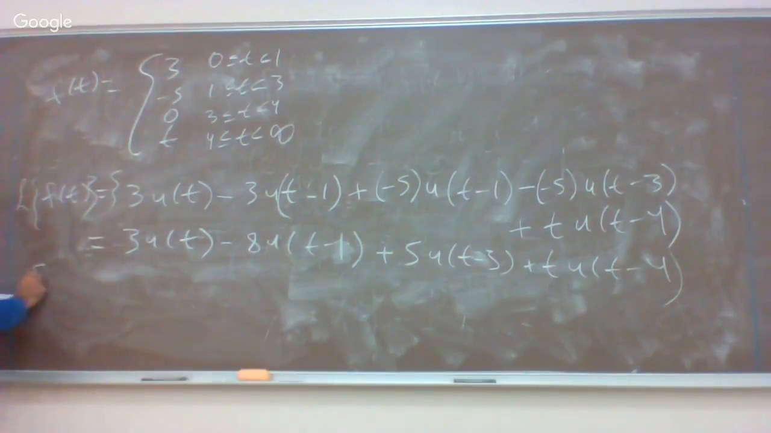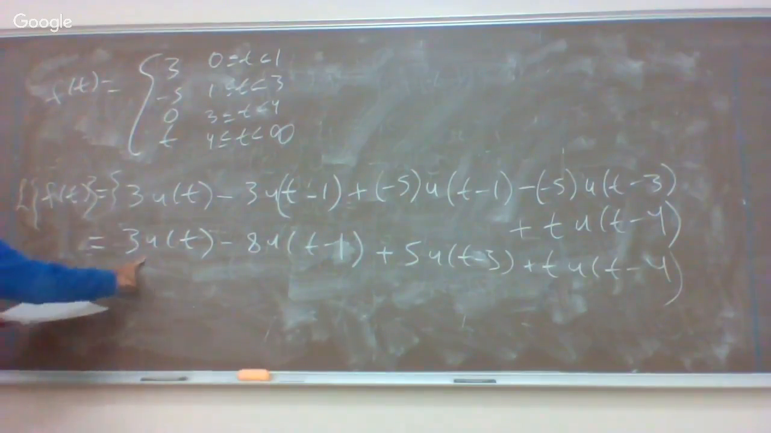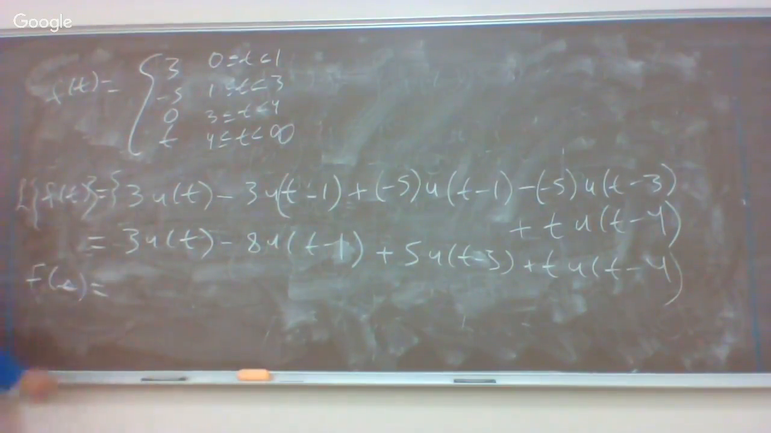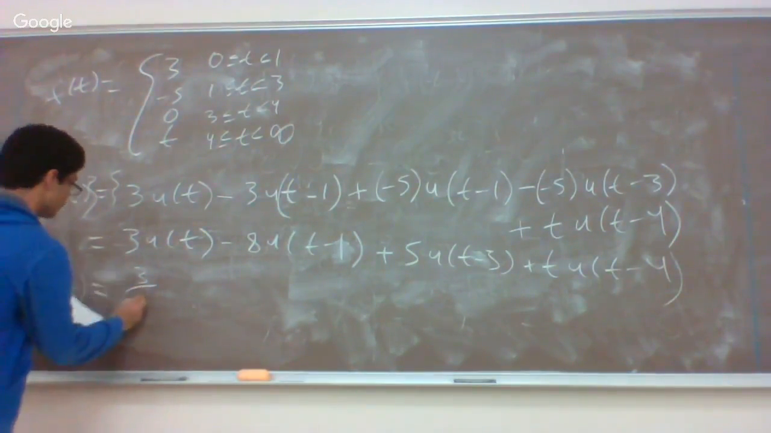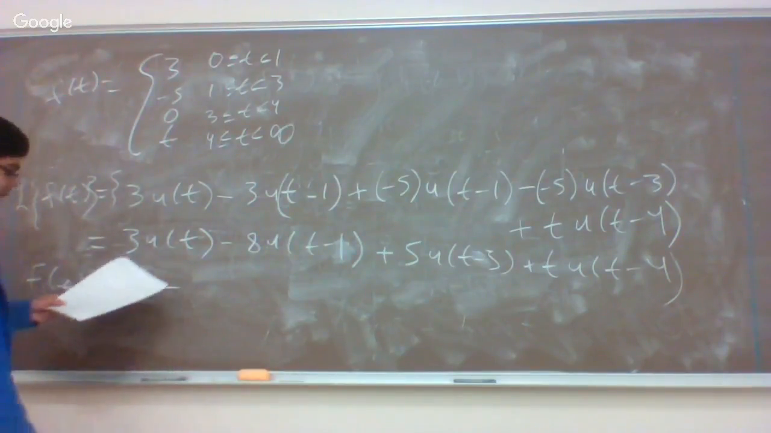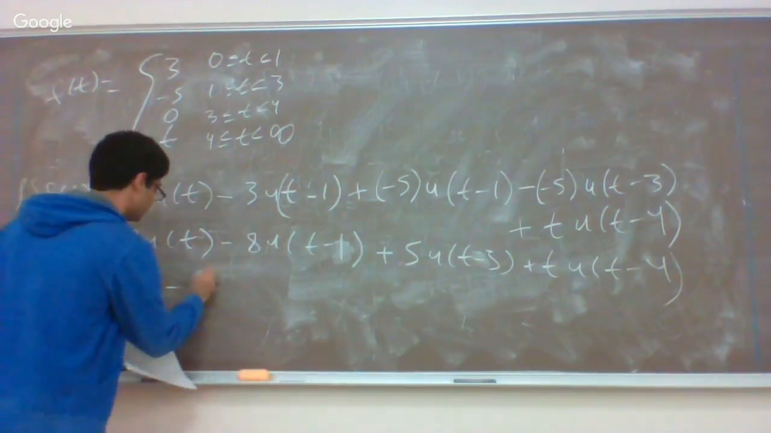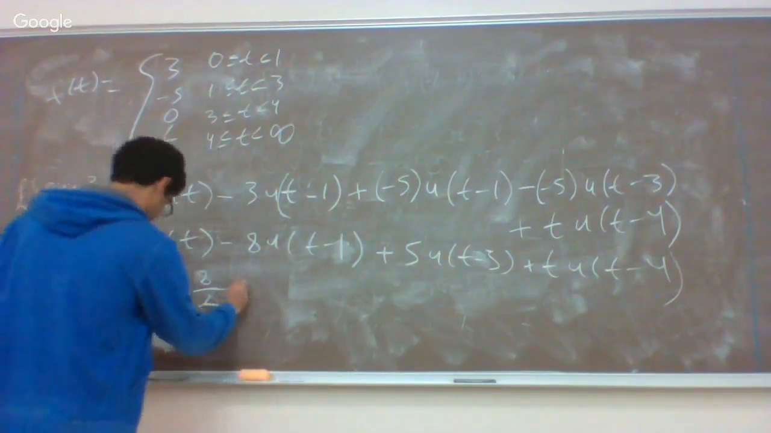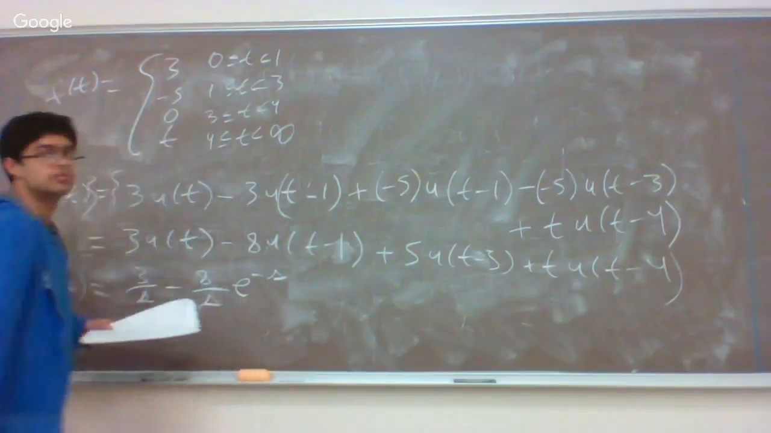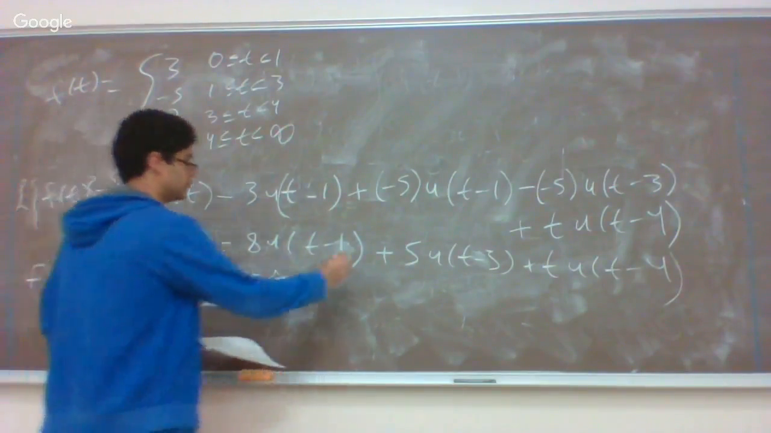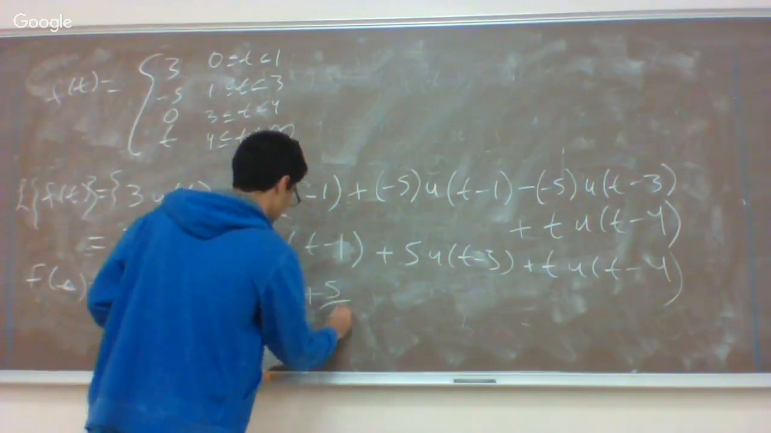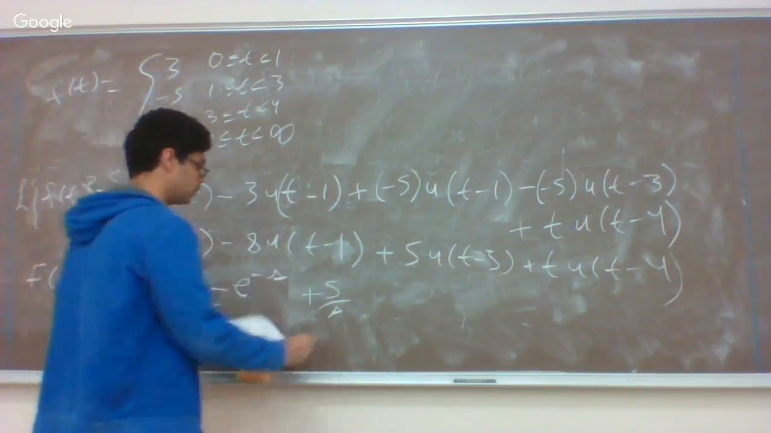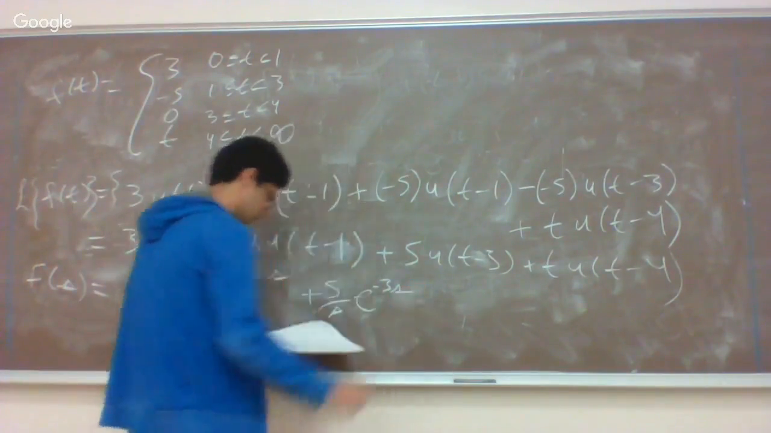F of s is equal to, so you can use the table. The Laplace of u of t is 1 over s, so it's 3 over s here, minus 8 over s. But since it's u of t minus 1, I have to multiply by e to the minus s. So then I have plus 5 over s. And it's u of t minus 3, so it's e to the minus 3s that is multiplied by 5.